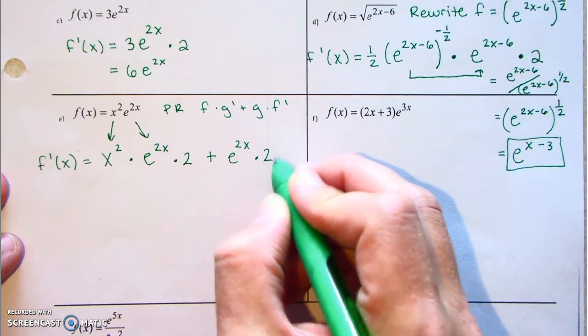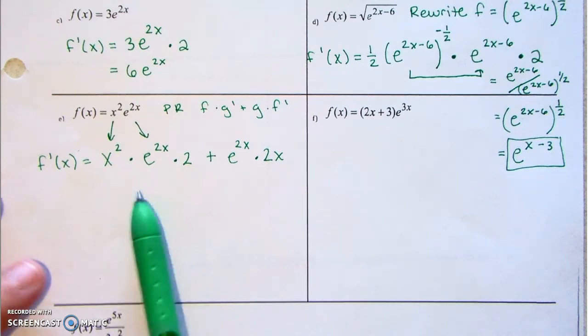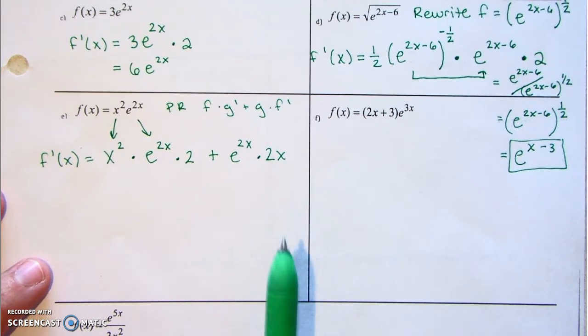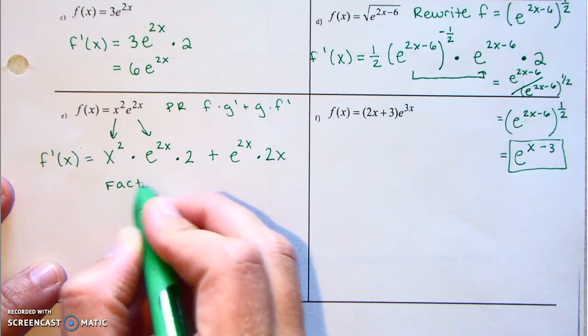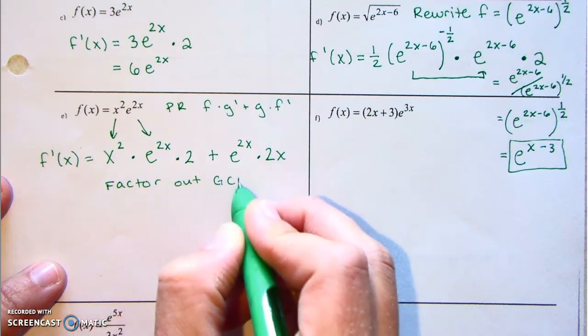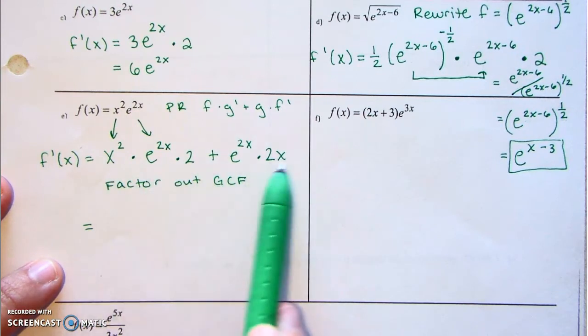Okay, remember what I ask you guys? I say, can you factor, can you distribute, combine like terms, or can you add fractions? And in this case, we can factor out the common factor, out, OUT, greatest common factor. So let's scan, do our scan.